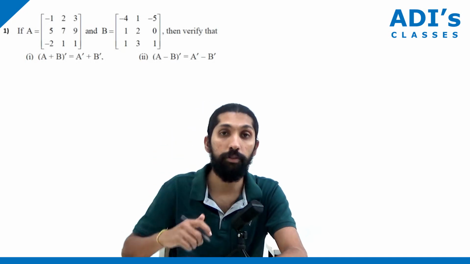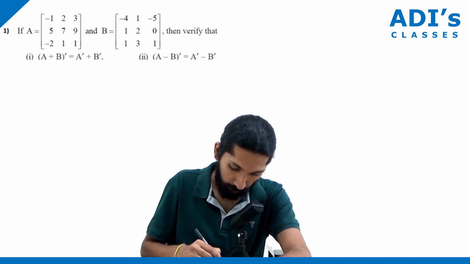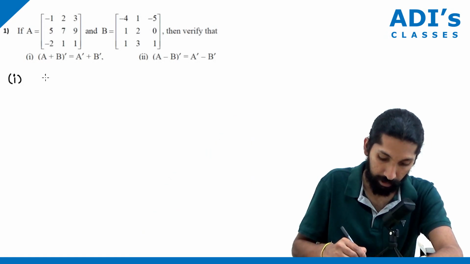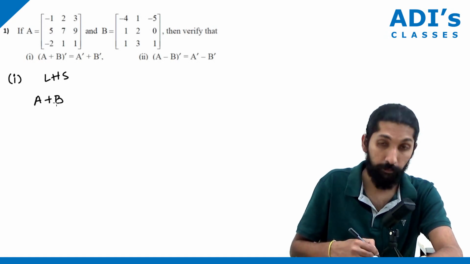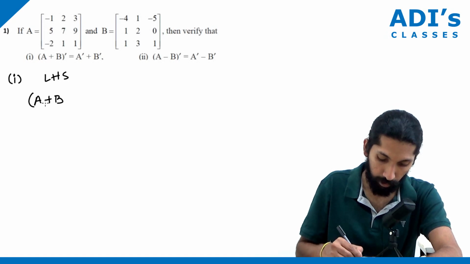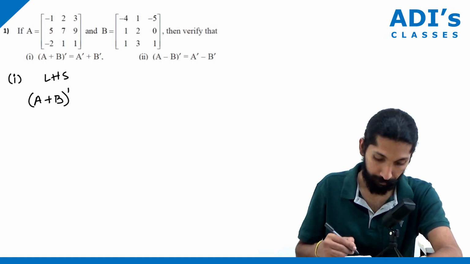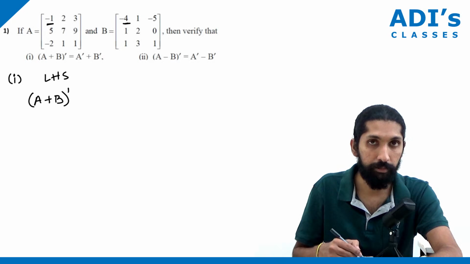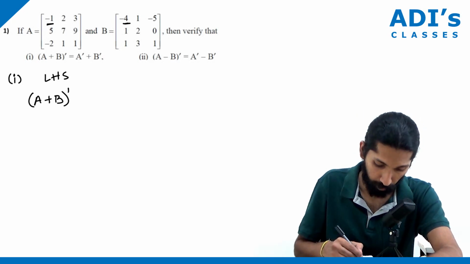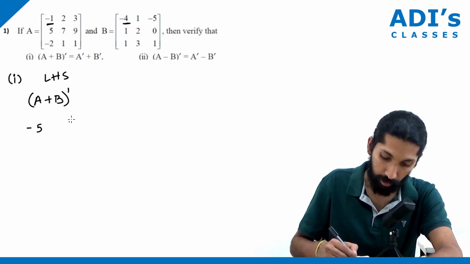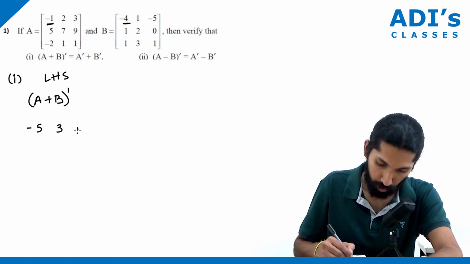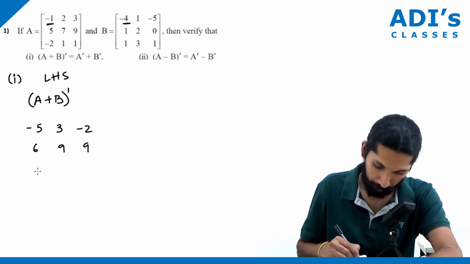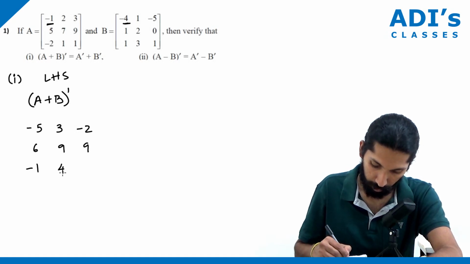This is the procedure. This is what you need to do. Fair enough? Let's do the first one now. So here, for the first one, we'll start with the LHS. That is, we are going to do A plus B first. Then after that, we'll do the whole transpose. Now, A plus B. Basically, we have to do this plus this, isn't it? Minus 1 plus minus 4, minus 5, then 3, minus 2, then 6, then 9, 9, minus 1, 4, 2.